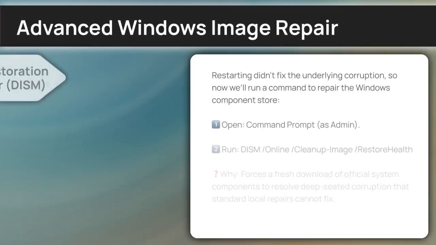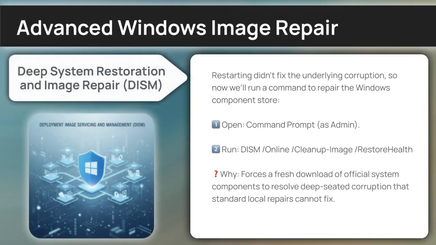Since the restart didn't reset the service, we'll manually trigger the refresh now. If you need to pause the video anytime during these instructions, go ahead. Restarting didn't fix the underlying corruption, so now we'll run a command to repair the Windows component store. First, open command prompt as admin. Second, you're going to type dism /online /cleanup-image /restorehealth, then hit enter. Why are we doing this? Well, this forces a fresh download of official system components to resolve deep-seated corruption that standard local repairs cannot fix.